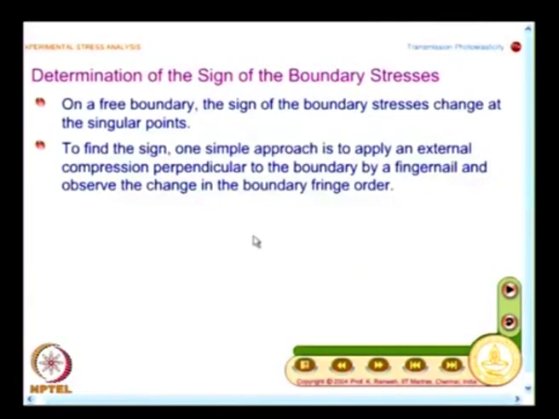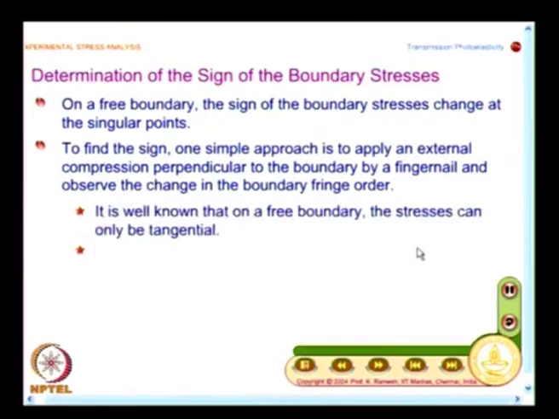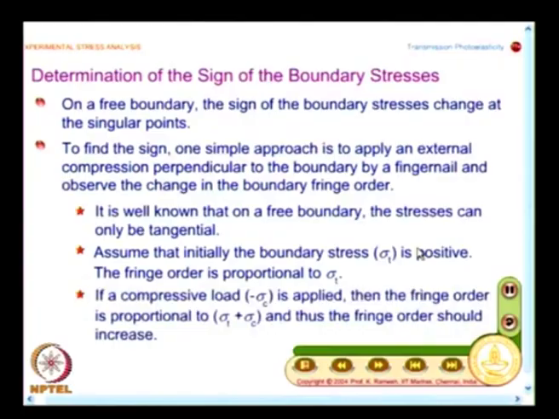And to find the sign, a simple approach is to apply an external compression perpendicular to the boundary by a fingernail and observe the change in the boundary fringe order. Here again the boundary fringe order will change by a very small amount, and it is advantageous that you view the model in white light and see the color sequence when the model is compressed by a fingernail. And you have to look at the model very carefully and identify, depending on the change in the fringe order, whether it is positive or negative.